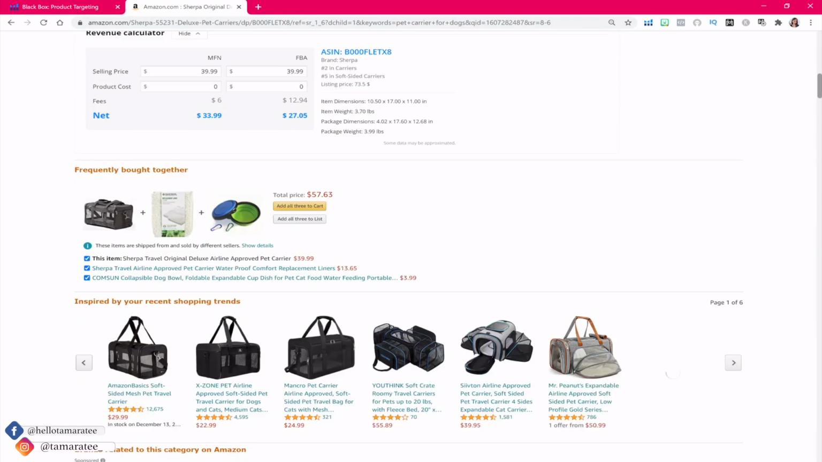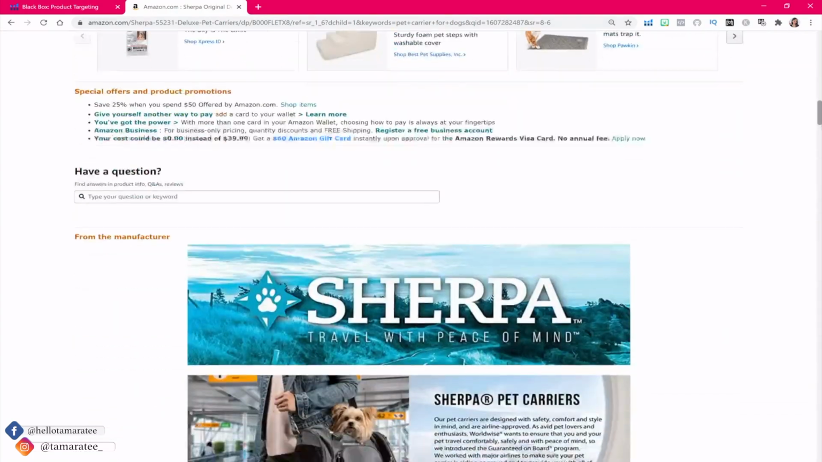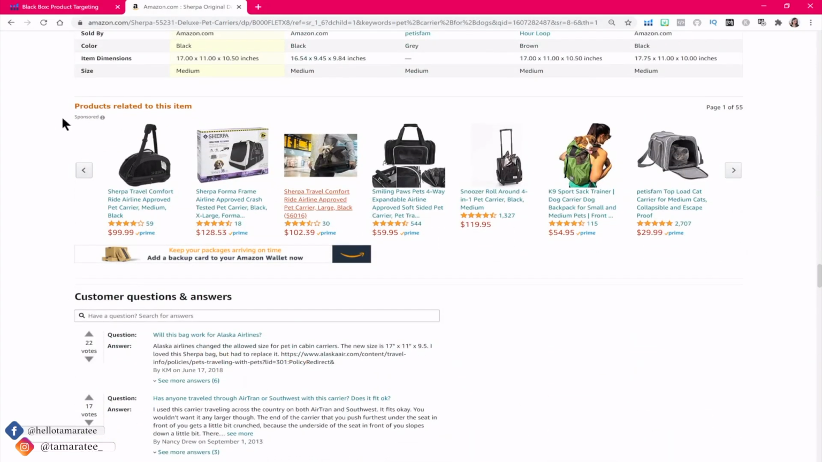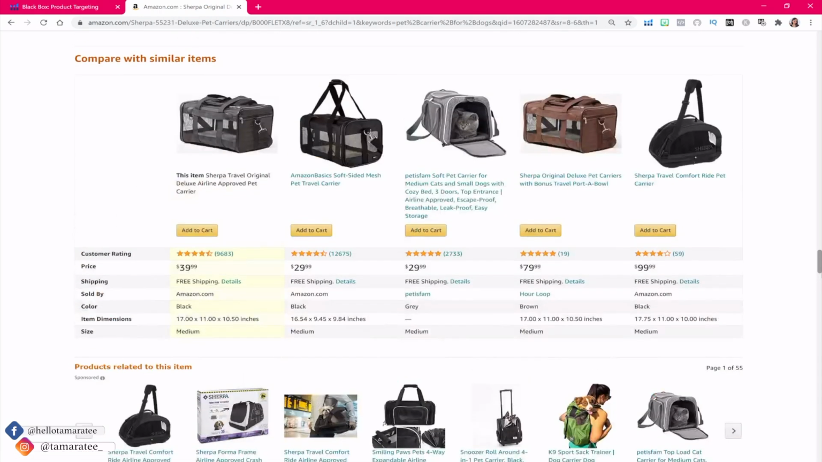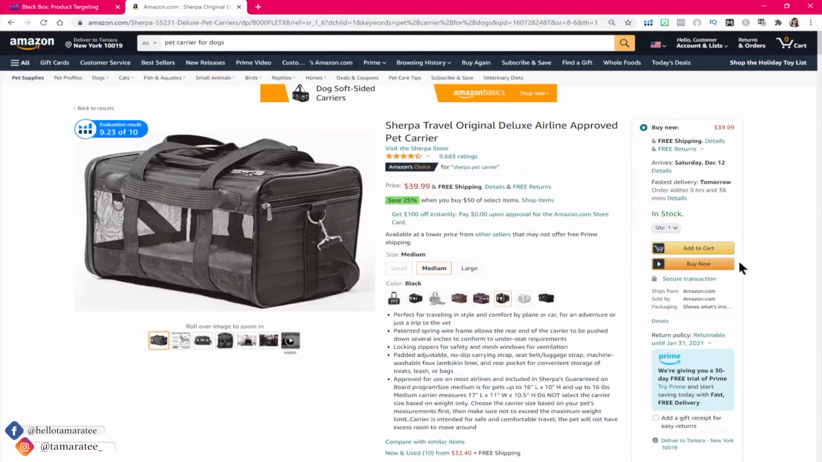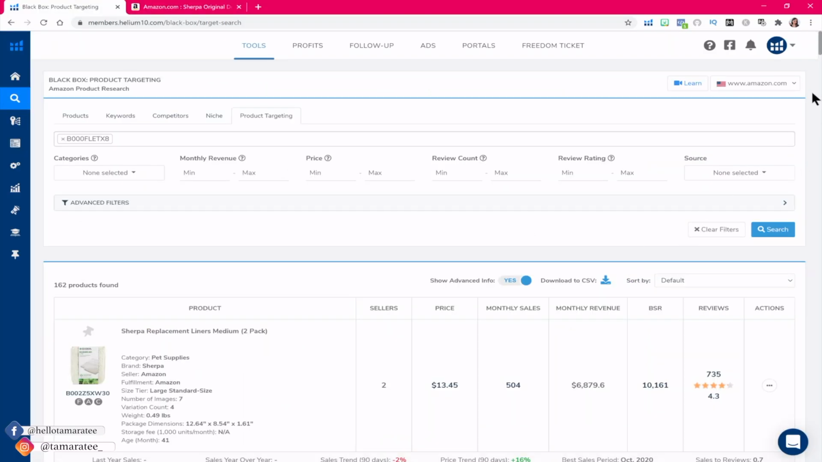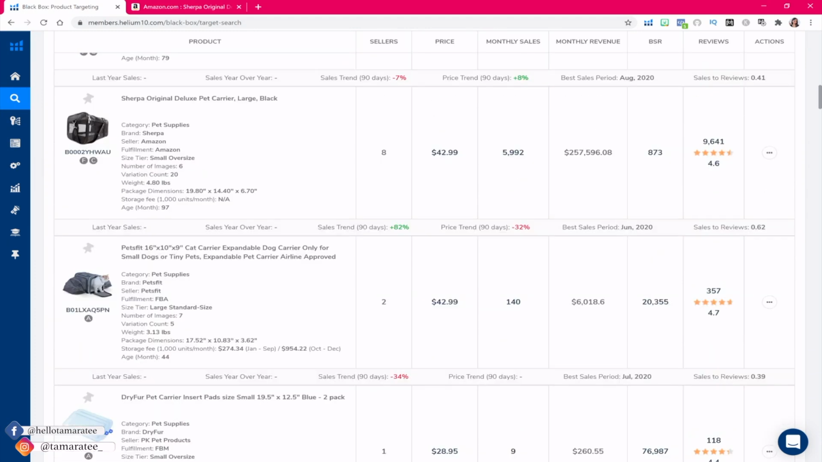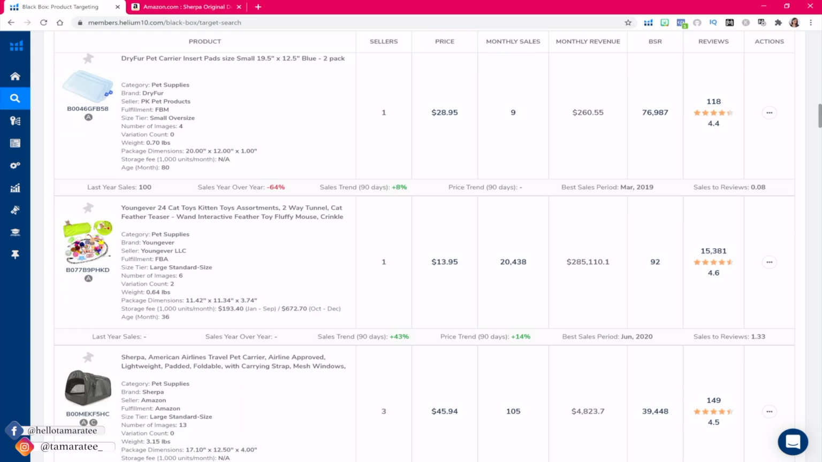So if I go back to this listing, this is the ASIN that I am product targeting. And this is pulling up all of the products that are right down here, products related to this item. All of these types of products and products that are bought together. So sometimes a customer may buy this pet carrier and they may buy something else. So it's pulling up those products as well. If you already have a product in mind, then I suggest putting in the ASIN here for your competitor, and then look what else people are buying with that specific product. This will give you a ton of other product ideas as well.